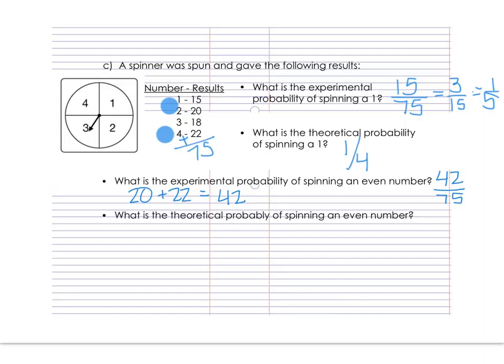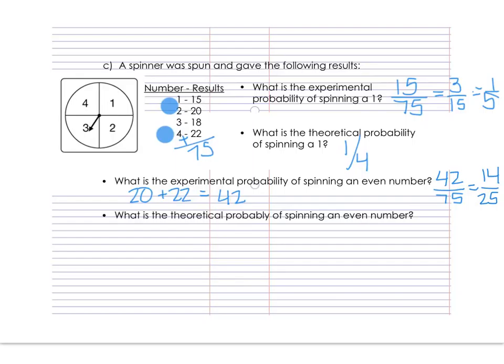And if I take a look here, can I divide anything out of either one of those? I know I can divide 75 by 3. Let's try 42. If I take 42 divided by 3, I get 14. And then 75 divided by 3 is 25. So experimental probability is 14 over 25. Kind of close to half, a little bit more than half, I would say.